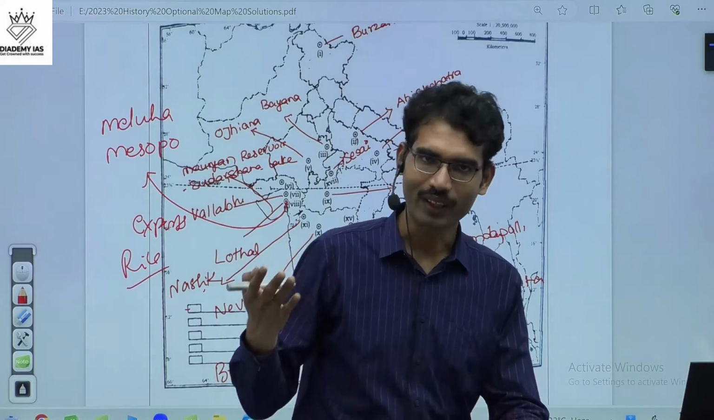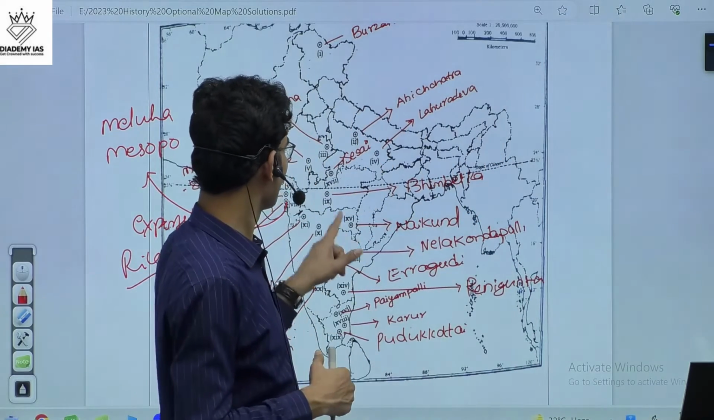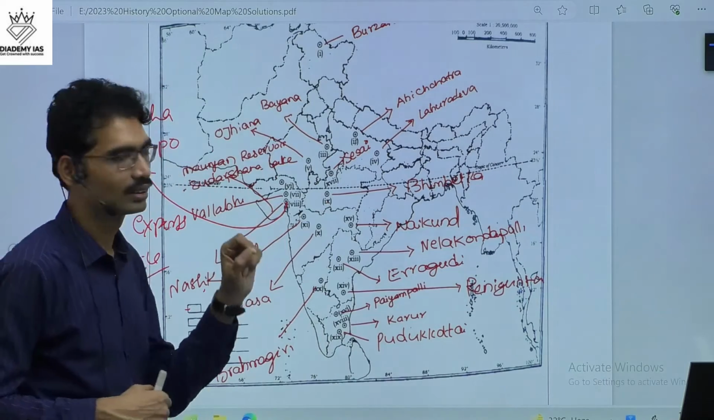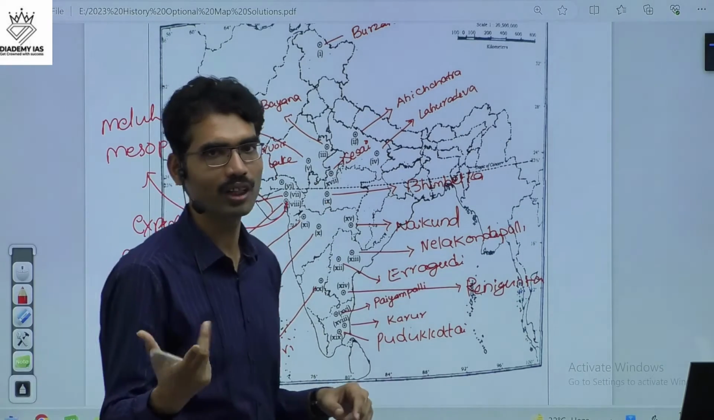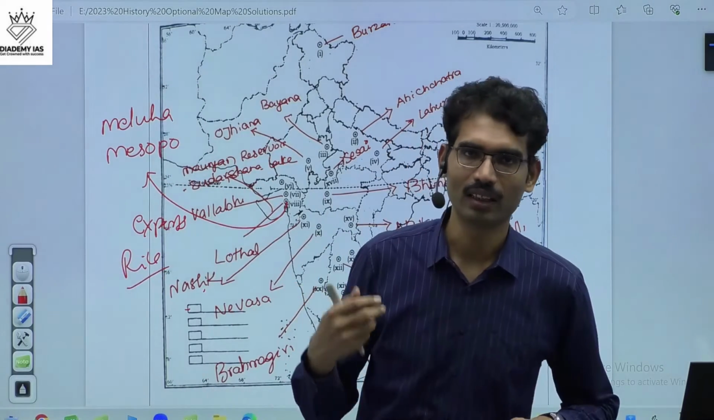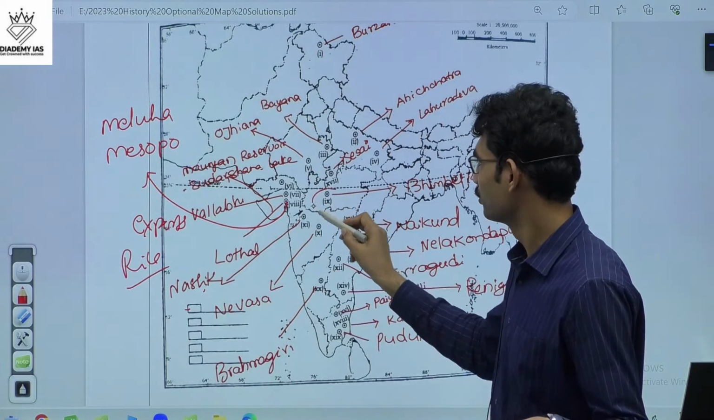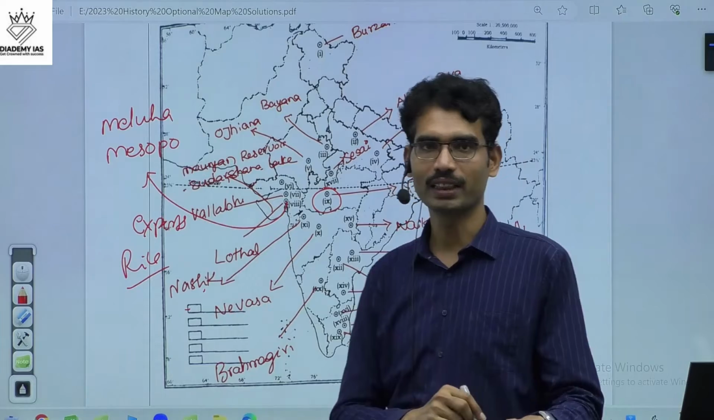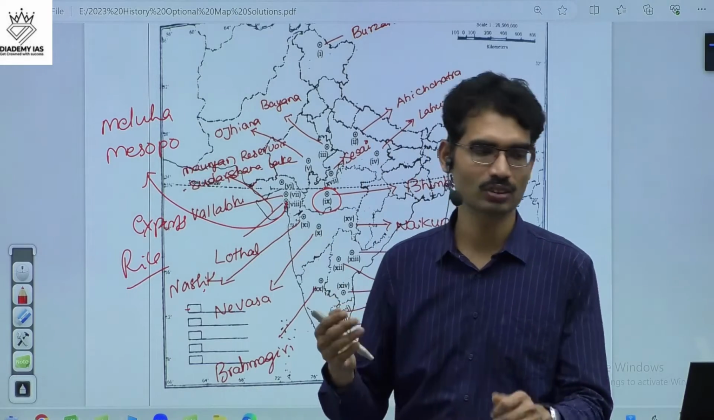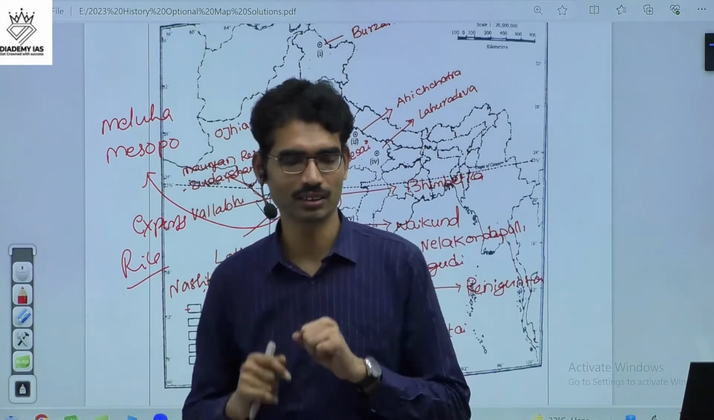Next, another one, very simple one. Here, ninth one, rock shelter. Yesterday only we discussed Bhimbetka. In the Paleolithic time period, the important rock shelter cave is Bhimbetka. So whatever we discussed yesterday, you can write.